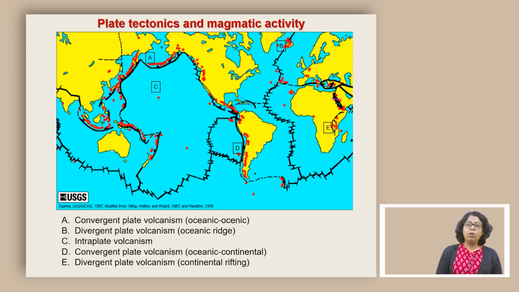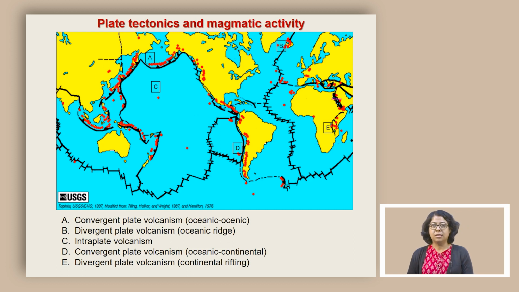But even among convergent and divergent boundaries, we can have multiple combinations depending on which kind of plates are involved. So, we know that there can be oceanic plates and there can be continental plates. And depending on whether we are looking at both oceanic plates involved in a particular boundary, we can have different reactions. So, the first one, which is marked by A, is a convergent plate boundary where two oceanic plates are coming closer to each other.